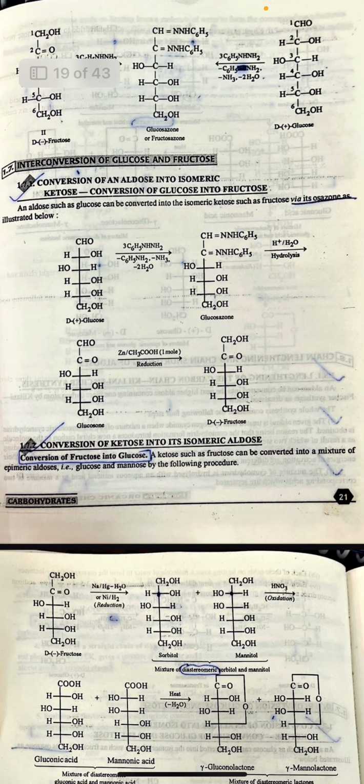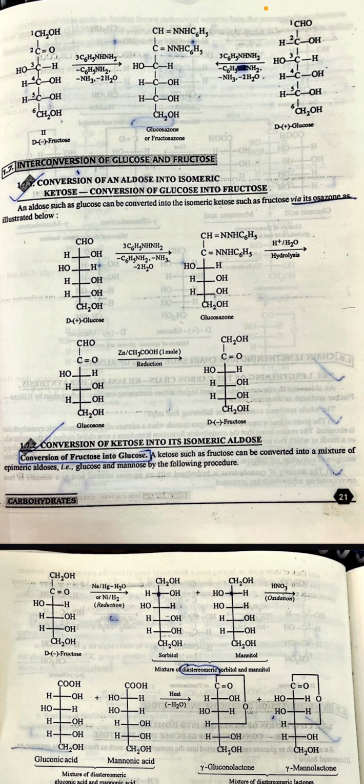Now see the interconversions of glucose and fructose. Conversion of an aldose into the isomeric ketose. Conversion of glucose into fructose. An aldose such as glucose can be converted into the isomeric ketose such as fructose via the osazone illustrated below.